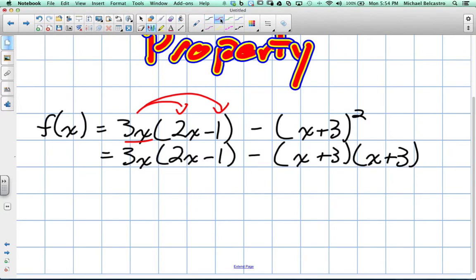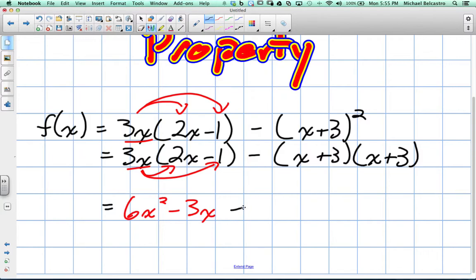Then I'll start with the first term. We'll take this 3x and multiply it by those two terms. So 3x times 2x: we take the two coefficients, 3 times 2, and that's going to give us 6. And then x times x will give us x squared. Then the next term, 3x times negative 1, will now give us negative 3x. And that's essentially the first part of the question.